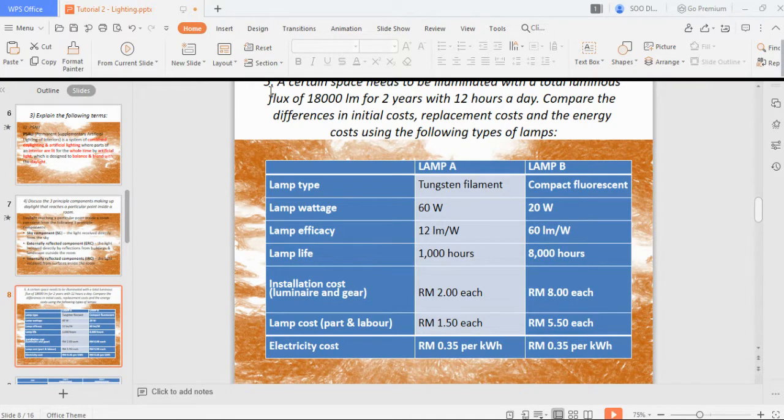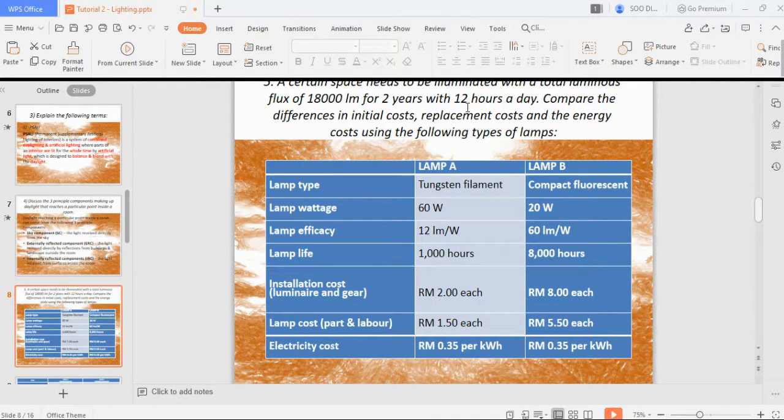Questions 5 until 9 are all practice, tutorial practice calculations for you guys. Question 5 is about costing of the material for light. The way to answer this is still the same. There's not much difference, just that the values are different.